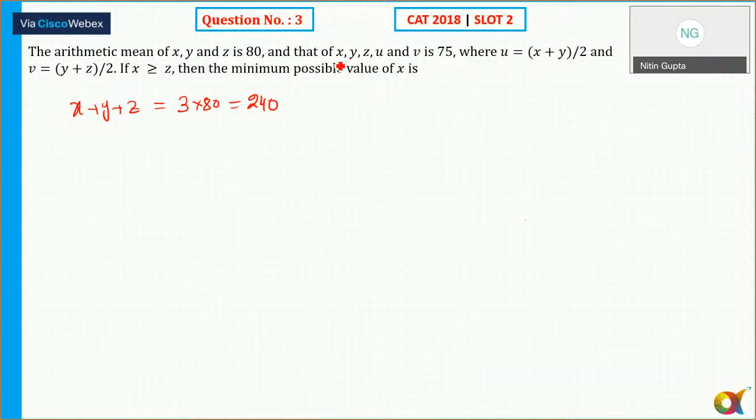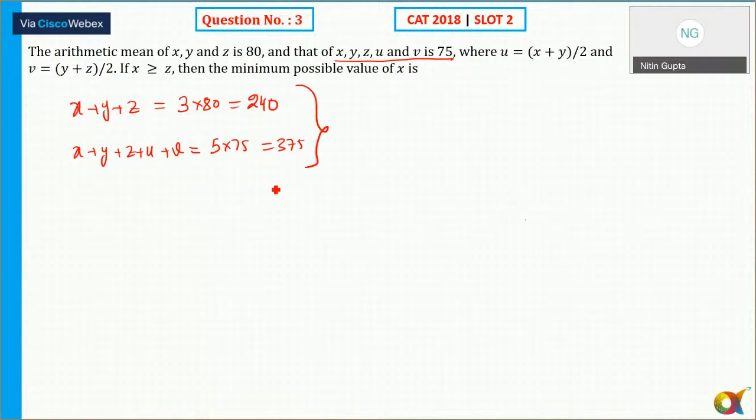And the mean of x, y, z, u, v is 75. So what is the sum of these 5 numbers? The arithmetic mean of the 5 numbers is equal to 75, so the sum of these 5 numbers must be equal to 5 into 75, and 5 into 75 comes out to be 375.